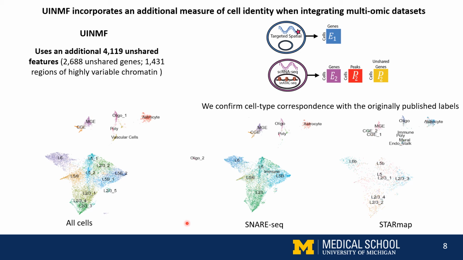However, we also wanted to check for cell type correspondence with the originally published labels. In the center, we have only the SNEAR-seq cells, colored by their original labels. And then on the far right, we have only the STARmap cells, colored by their original labels. And you can see a strong correspondence. For instance, if you look at the oligodendrocyte populations here and here, the inner neuron populations here and here, and the excitatory cells being grouped here. We can see that there's a strong cell type correspondence between the two data sets.